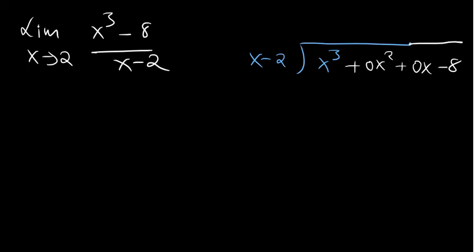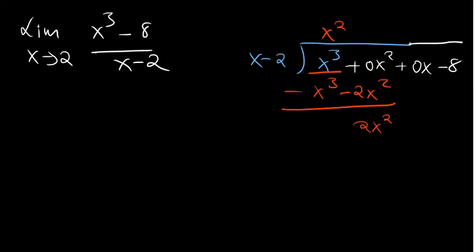So what we do is divide by the x. Divide that into that, and you're going to have x squared. Then multiply the x squared with the entire part here. So times x is x cubed, times the minus 2 is minus 2x squared. Then we subtract, so you end up with a positive 2x squared. Then of course we divide, we have a 2. So we're dividing the x into that, so we have a 2x.